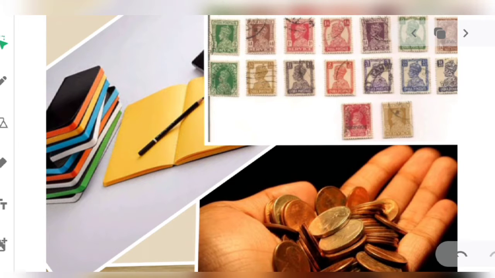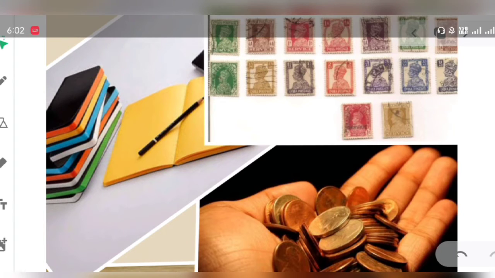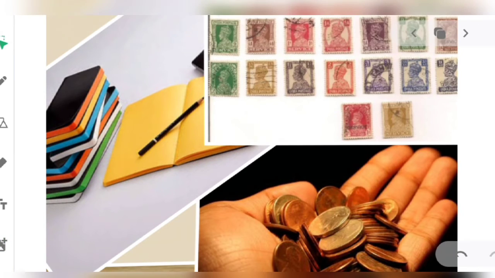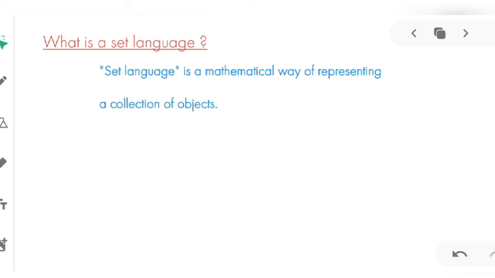Now, what is the set language we apply here? We can see that set language is there in real life also, while making these as a set of books, and there is a collection of books inside this set. The book is a set which has the collection of books, stamp is a set that has a collection of stamps, and coins is a set that has a collection of coins. Now, set language is a mathematical way of representing objects.